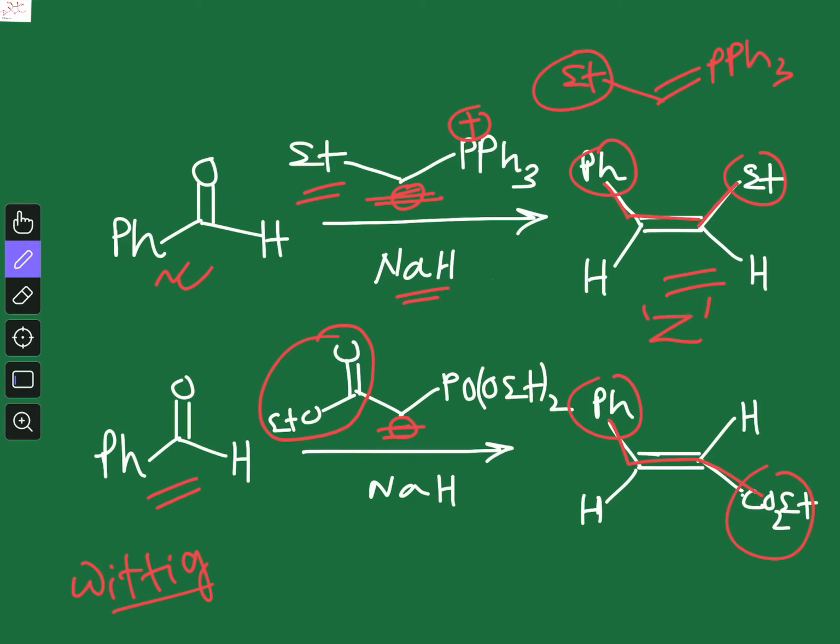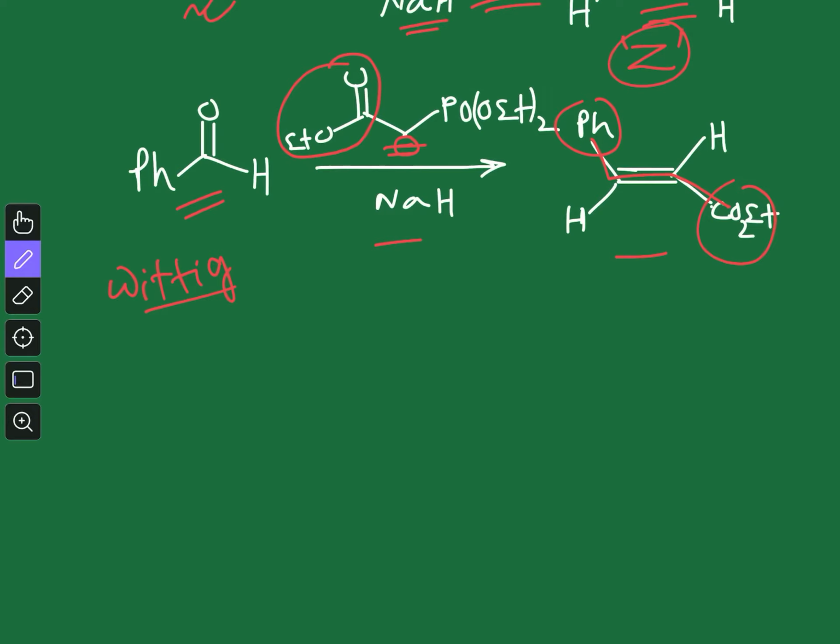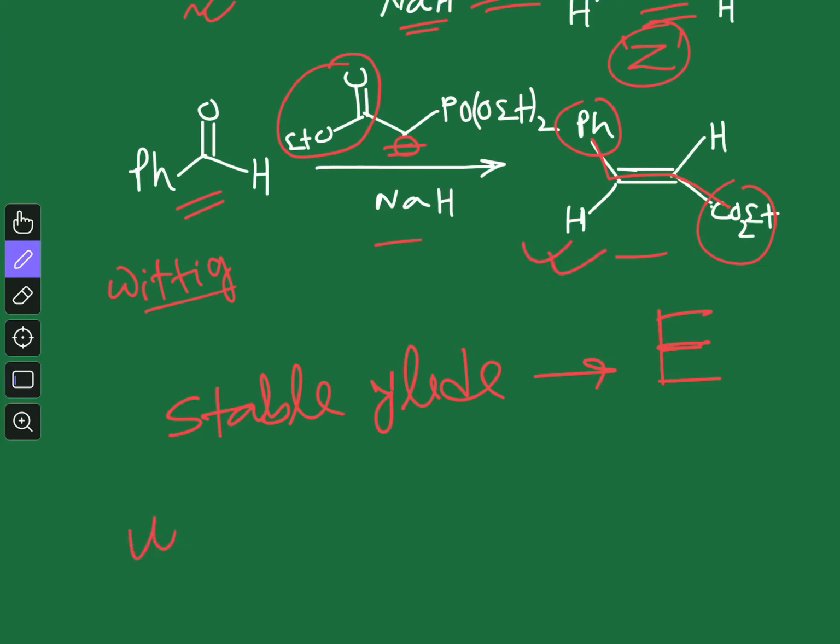If you use an unstabilized ylide, you will get the cis or Z product, and if you use a stabilized ylide, you will get the E product. So let me write it. Stable ylide will give you the E product. You can see this is the E product, whereas unstable ylide will give you the Z product. So this is a rule, you have to remember it.